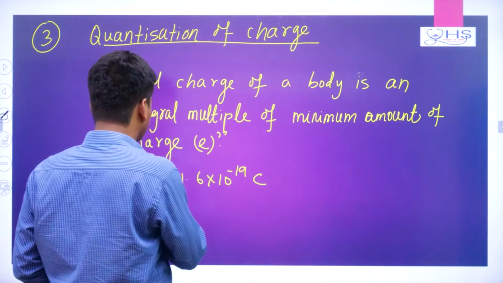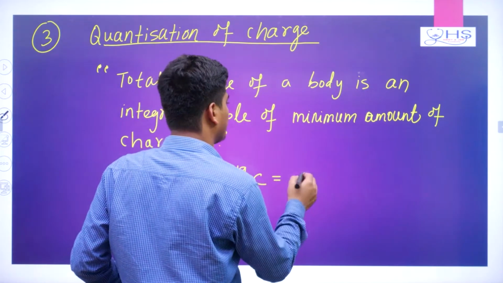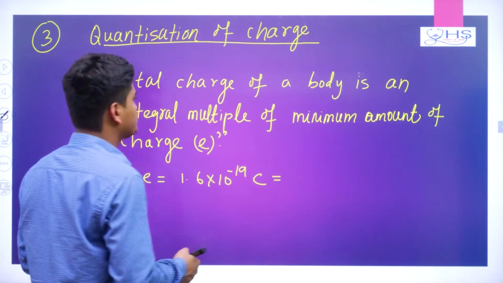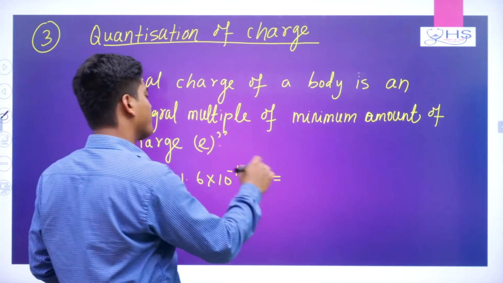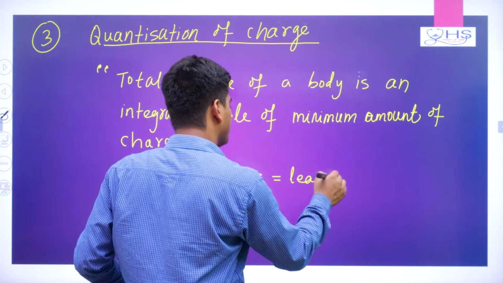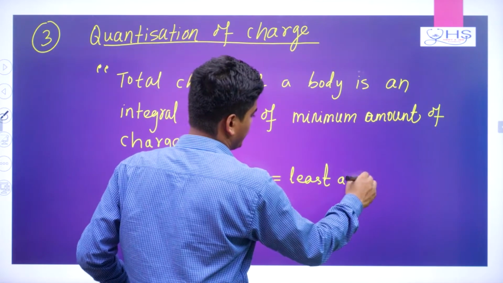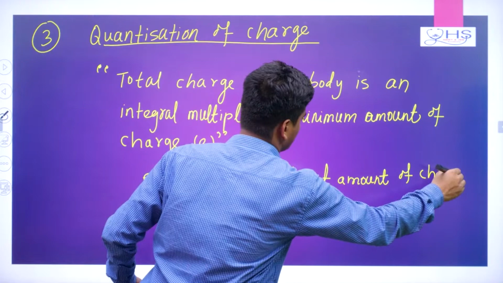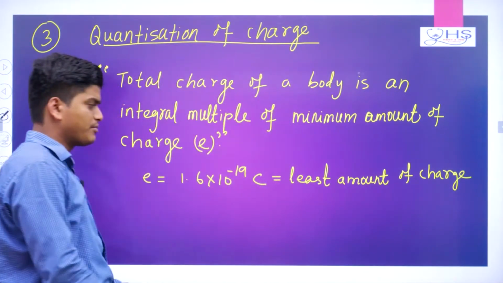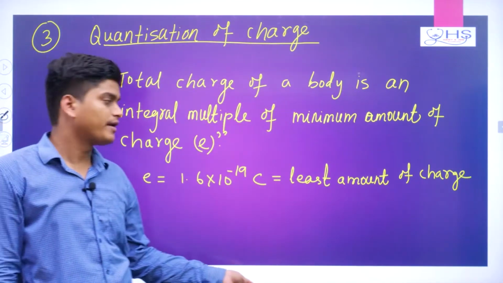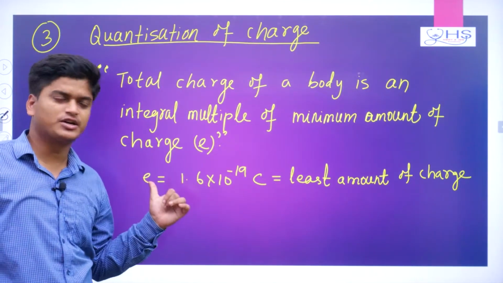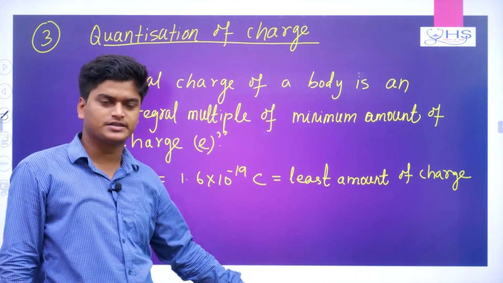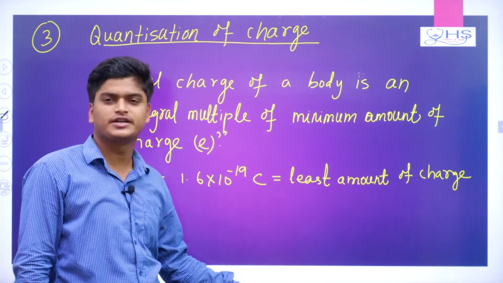Okay, so this is your minimum amount of charge, or you can say least amount of charge. So the charge of a body is an integral multiple of the minimum amount, or sometimes you can write least amount of charge. So in nature, what is the least amount of charge that exists? That is 1.6 into 10 to the power minus 19 coulomb. Less than this it exists, but the thing is, it is isolated, it cannot exist. But this much can exist isolated.